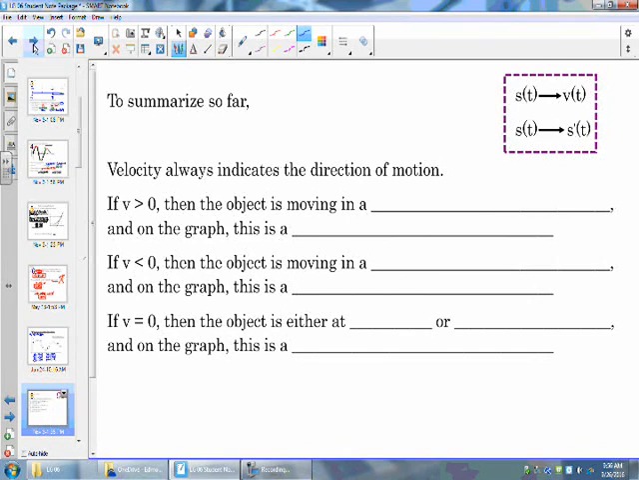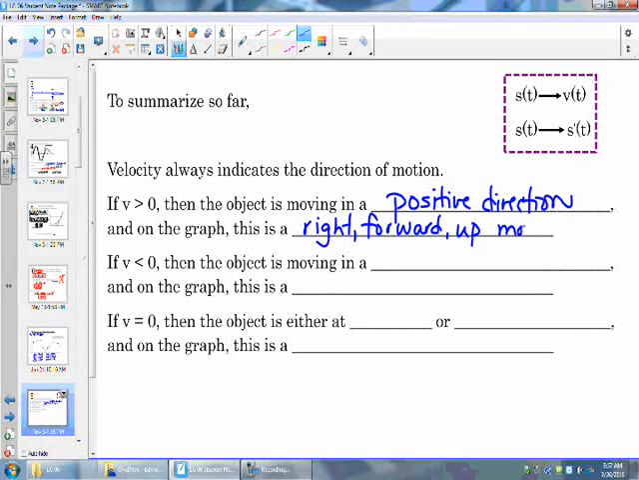To summarize so far, because there is going to be a lot of information given in Learning Guide 6, we're going to do this a couple times. So let's summarize. Velocity always indicates the direction of motion. If the velocity is greater than 0, so if the velocity is positive, then the object must be moving in a positive direction. Okay. And on the graph, this would be right, it would be forward, it could be up, anything that's going to indicate a positive.